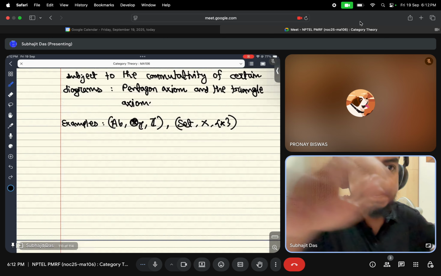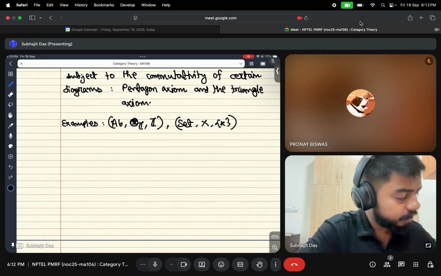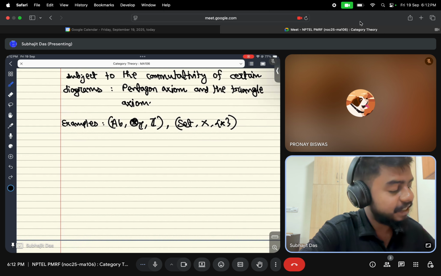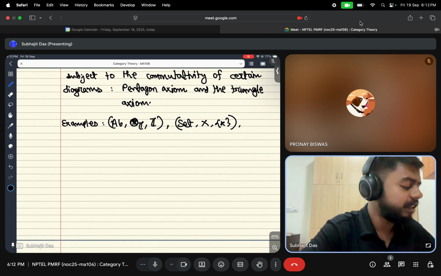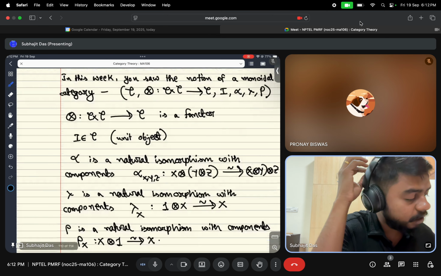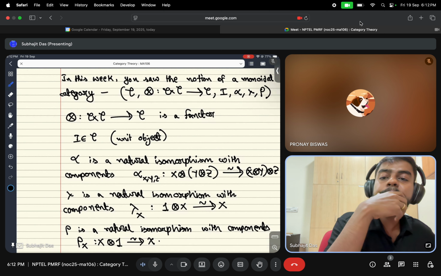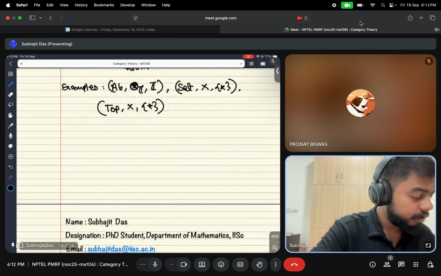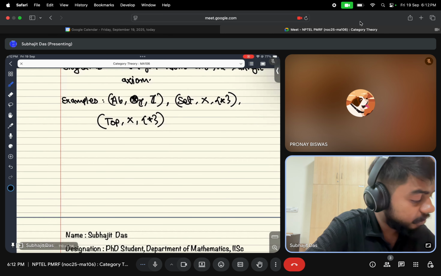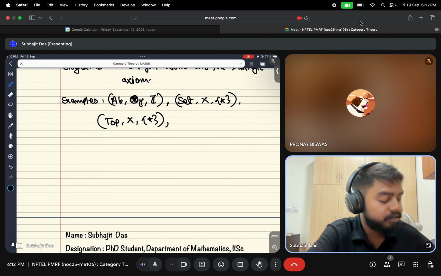Any other questions? Okay. So A B tensor over Z, set with cross, and there are other examples. Top with cross and a singleton. So usually what people do is suppress the notation, I mean suppress alpha, lambda and rho. It's understood they are there, but people don't usually write it. And what else? Can you give me one more example which is different from all this?